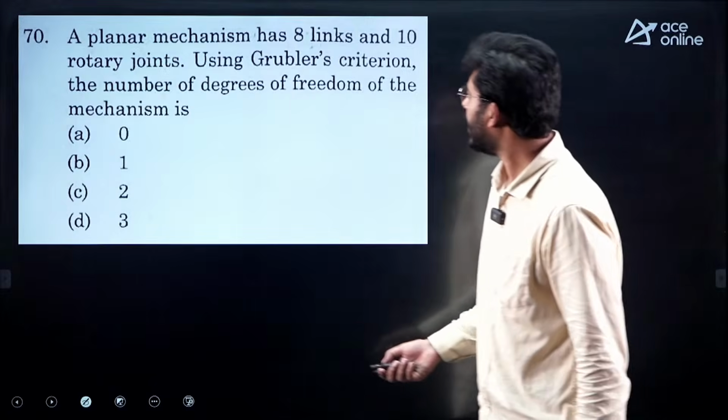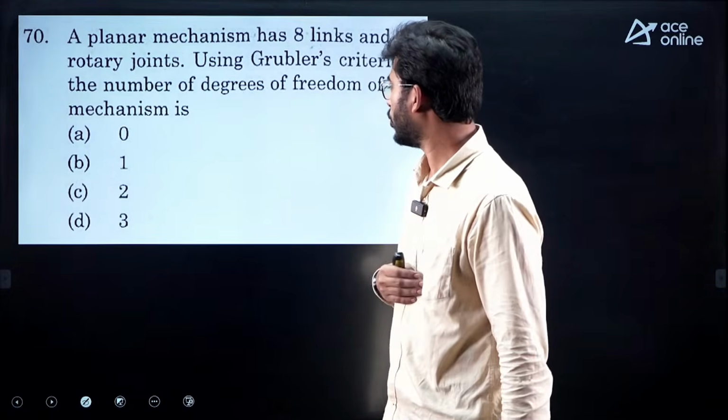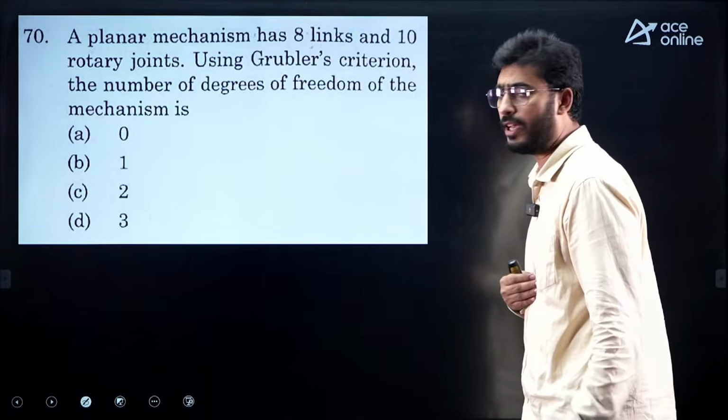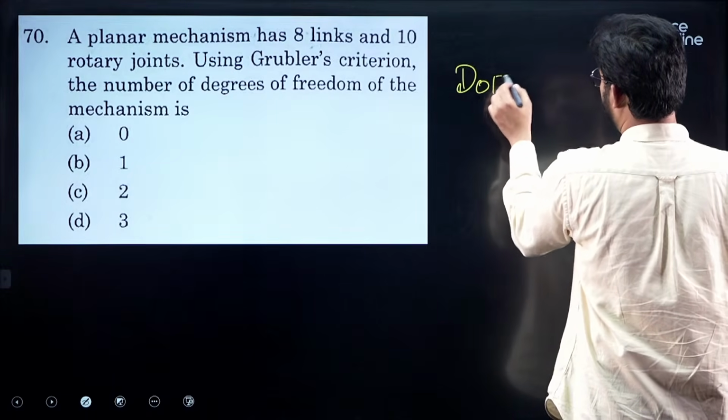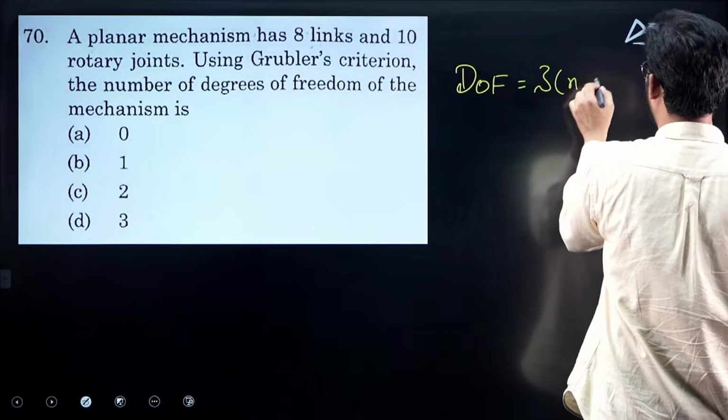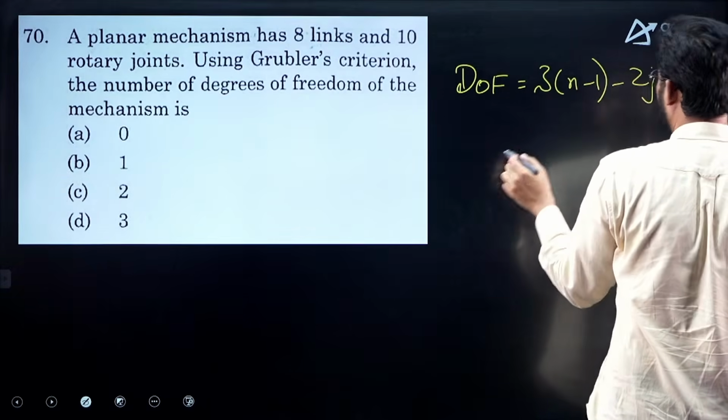Next, the planar mechanism has got 8 links and 10 rotary joints. Using Grubler's criteria, the number of degrees of freedom is equal to dash. So Grubler's equation, we know it. It's a standard formula, that is 3(n minus 1) minus 2j. Higher pair is not included.